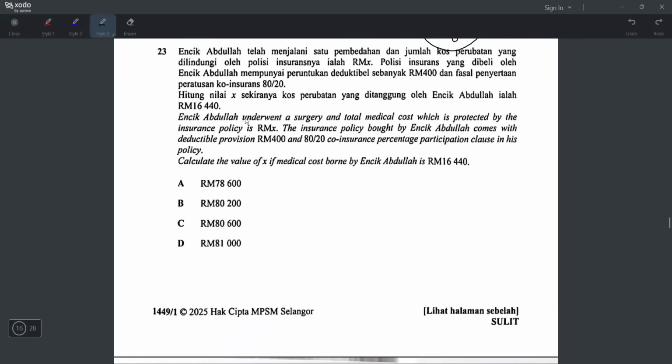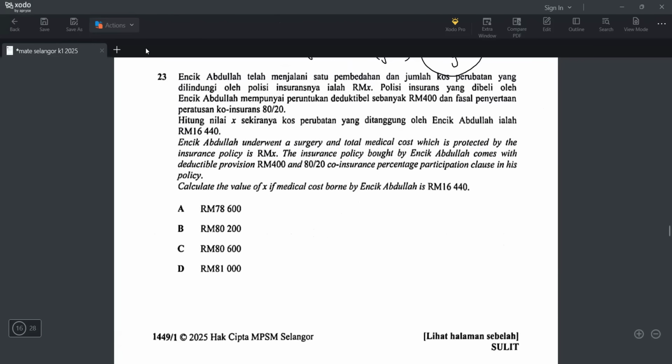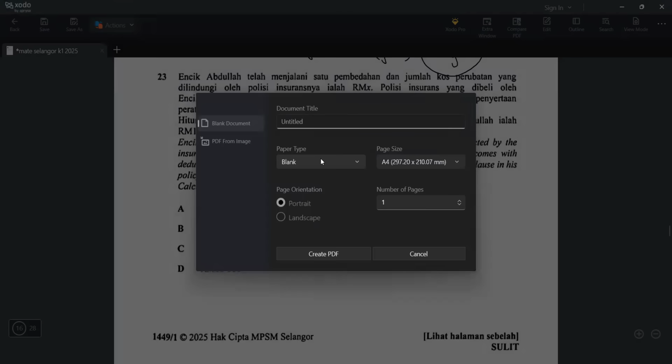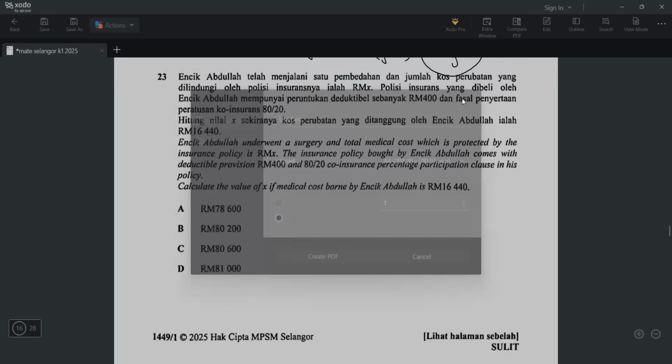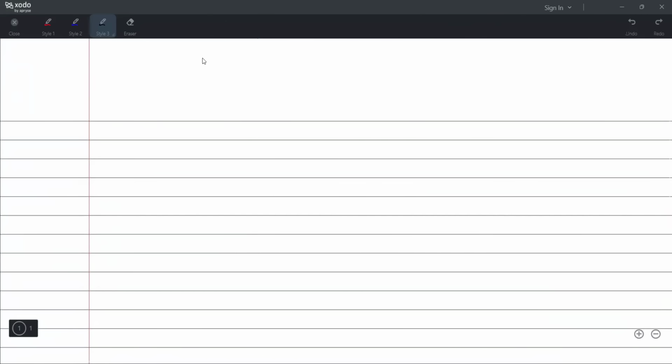Okay, 23. What chapter? Underwent surgery. This one is medical insurance. Okay, I will give you the notes for medical insurance now. So I'm going to open a file. Alright, so let's talk about medical insurance. What you have to know for medical insurance.